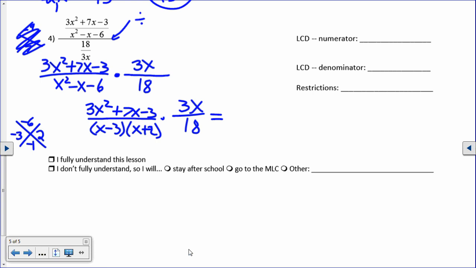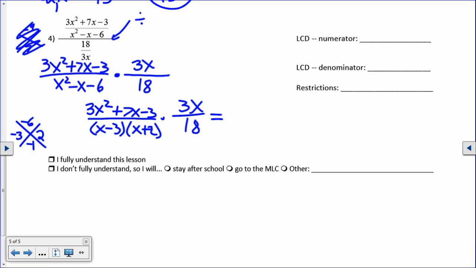There's very little we can do, but there actually is some. Cancel this 3x with that 3x squared? No. First of all, they're both in the top. You can't cancel when they're both in the same space within the fraction. One needs to be in the top and the bottom.